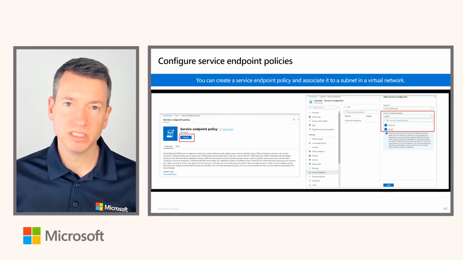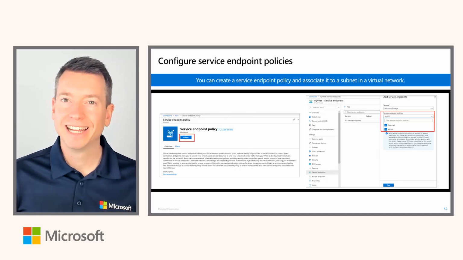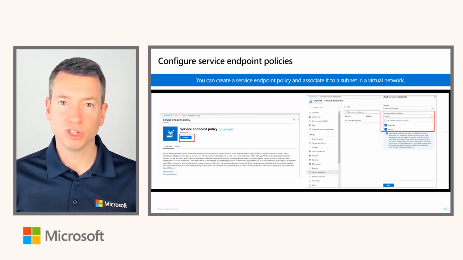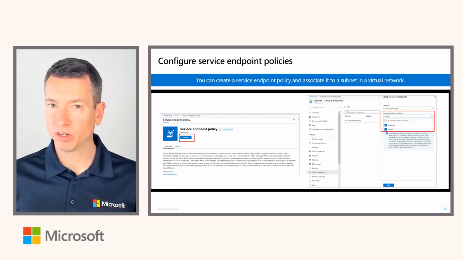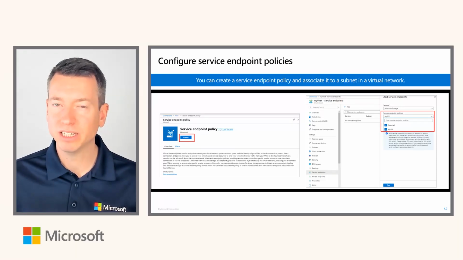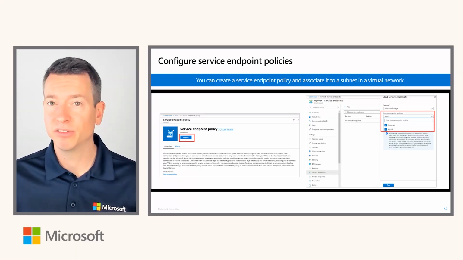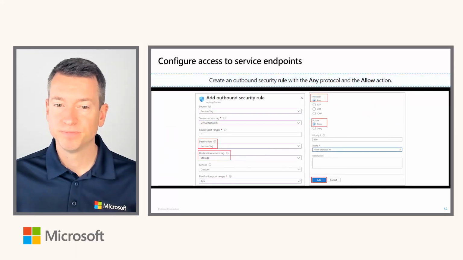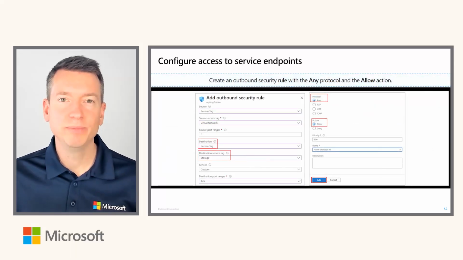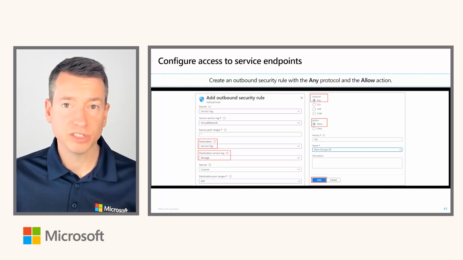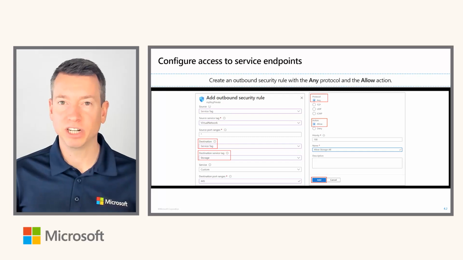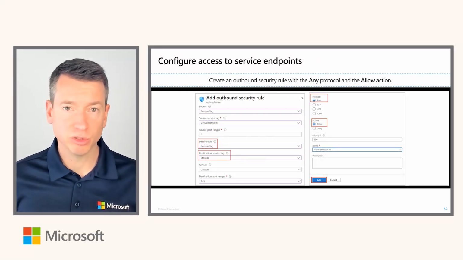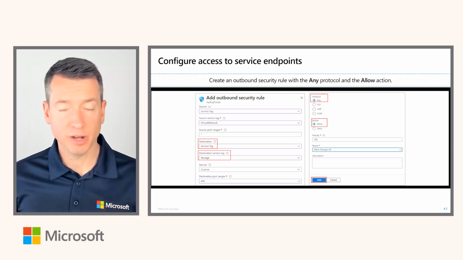Service endpoint policies are an additional tuning parameter that can extend the network protection of service endpoints to include data exfiltration scenarios from your virtual network. And they are only available for Azure Storage. Now you can create a service endpoint policy and associate it to a subnet in a virtual network. Service endpoints can only be used by endpoints within your Azure Virtual Network, and traffic must be sourced from a client within the Azure network. You can create an outbound security rule with the any protocol and the allow action.